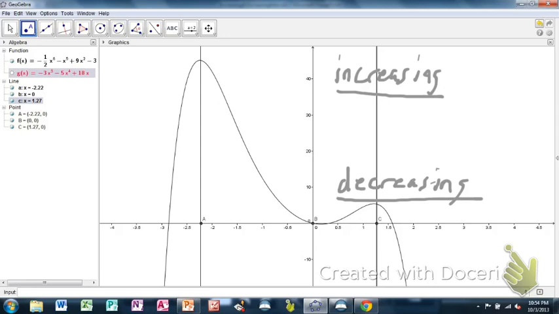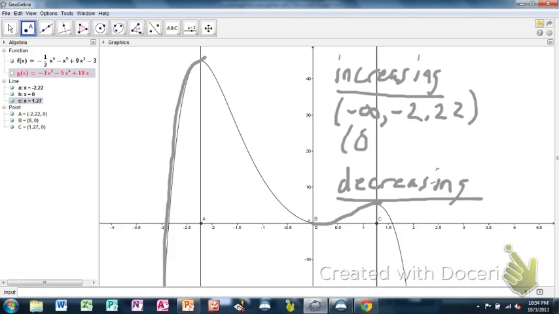Now, if you look at the first interval to the far left, here's an increasing interval. And we could say that that interval goes from negative infinity to negative 2.22. It doesn't include negative 2.22 because at that point the function is stationary, meaning it's not increasing or decreasing because the first derivative is 0. It's a horizontal tangent line. The second interval where the function is increasing occurs from 0 to 1.27. All right, so two increasing intervals.